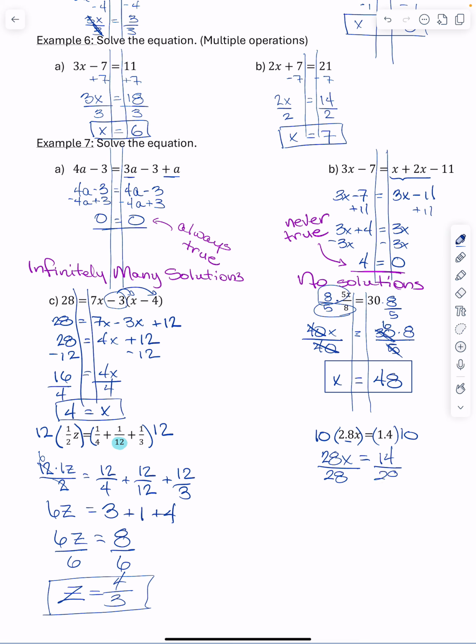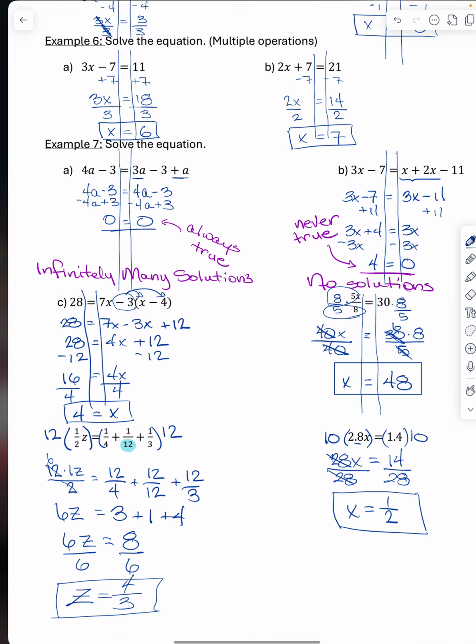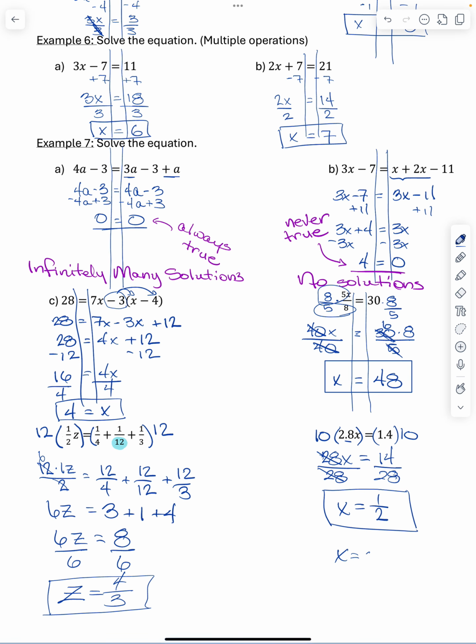Sometimes we look at this and we want to divide by the smaller number. We got to remember that we need to divide by the number that's being multiplied by x. That's the one I'm trying to get rid of. I get x equal 1/2. If you plug that into the calculator and you got x equal 0.5, that is fine as well.